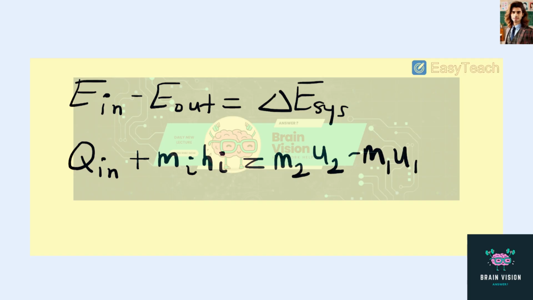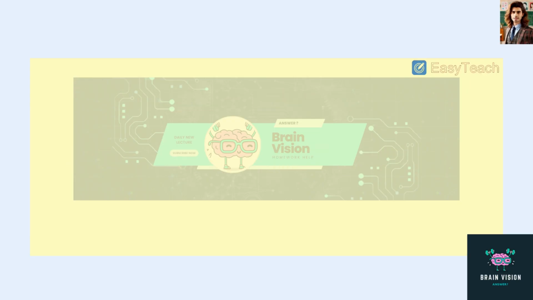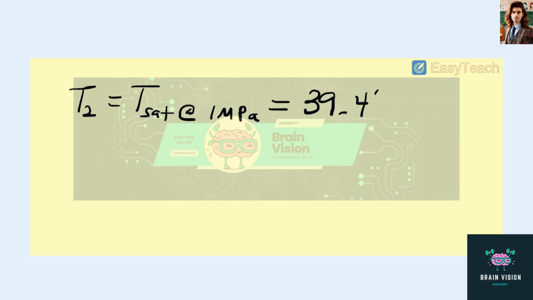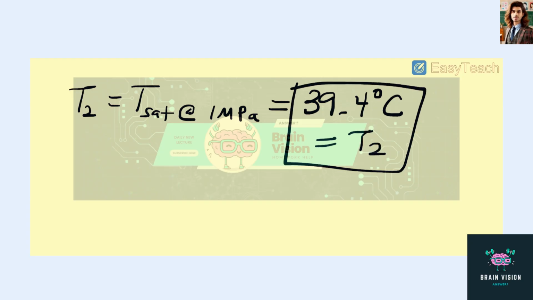So the first thing we're asked to solve for is the final temperature of the tank. We know that the tank only contains saturated vapor at its final state, and therefore the final temperature is just the saturation temperature at this pressure. So T2 is equal to T saturation at 1 MPa, which is equal to 39.4 degrees Celsius. So that is our final temperature of the tank.